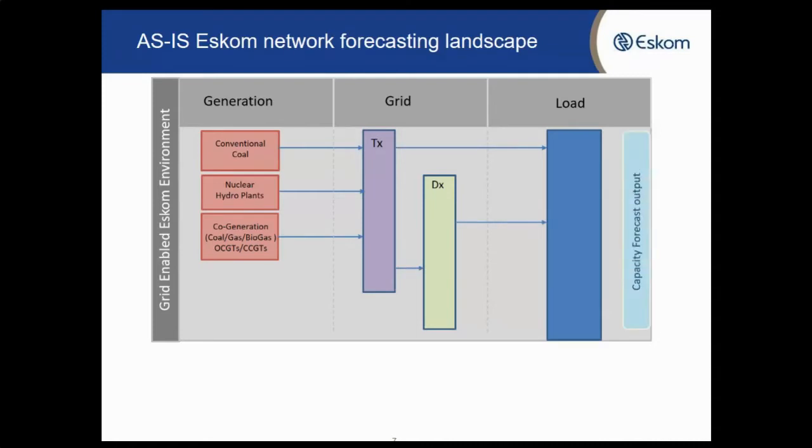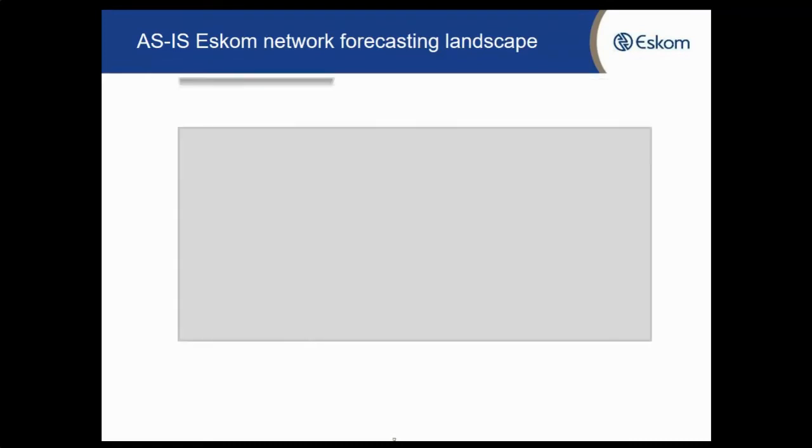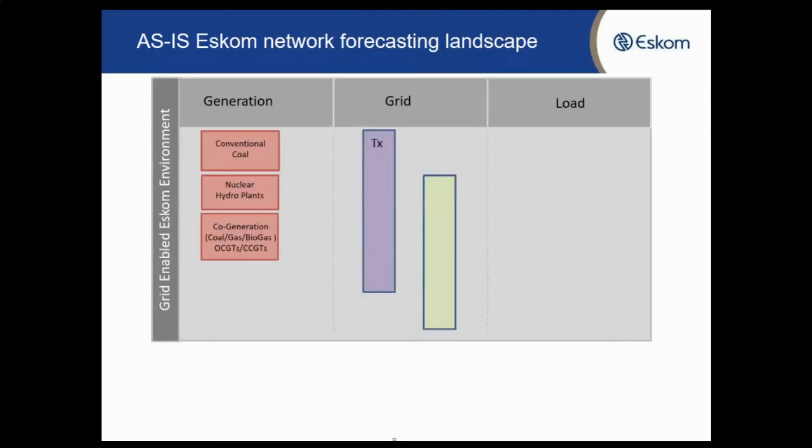However, moving into the future, we now have additional generation sources, such as the renewable program, which offers wind, solar, and CSP. This is also moved through the grid and then feeds the load. If we look at our future landscape, we can see that we still have our base generation, our grids, and our load that needs to be fed.